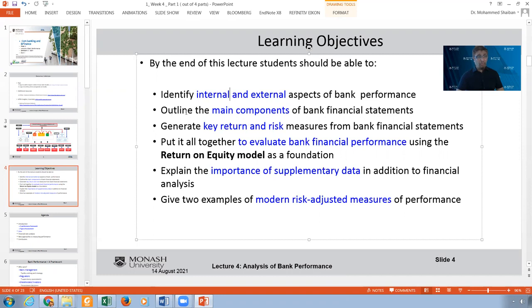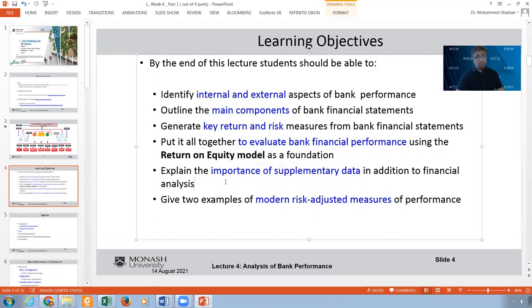Then after that, we will go to the main components of bank financial statements. This is when we start the internal and the quantitative side. We need to see the financial ratios, which I think most of you have seen in other units. And we will talk about the key return and risk, because we have to balance between the risk and the return in a way that maximizes our shareholders' value. Now, as I told you, we will talk about the return on equity model. This is a very good model for our setting as a bank because it connects the risk and the return.